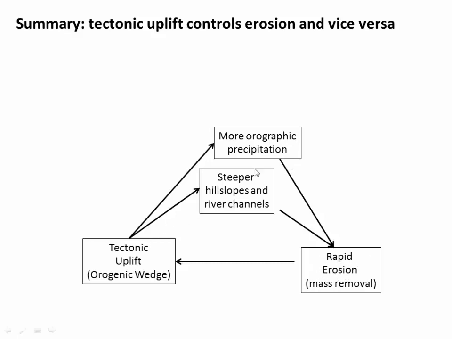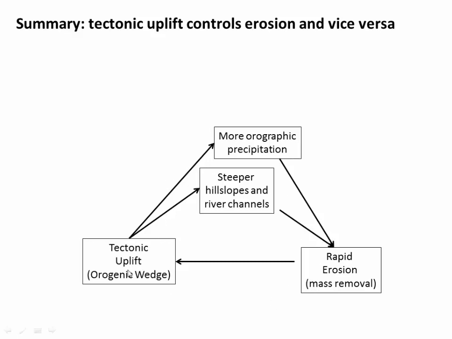And so if you have a lot of this going on and you have a lot of rapid erosion, that acts to actually remove material from the orogenic wedge and allow tectonic uplift to continue at a higher rate. And it may also allow us to sustain a narrower orogenic wedge if we focus erosion right on the front of it.